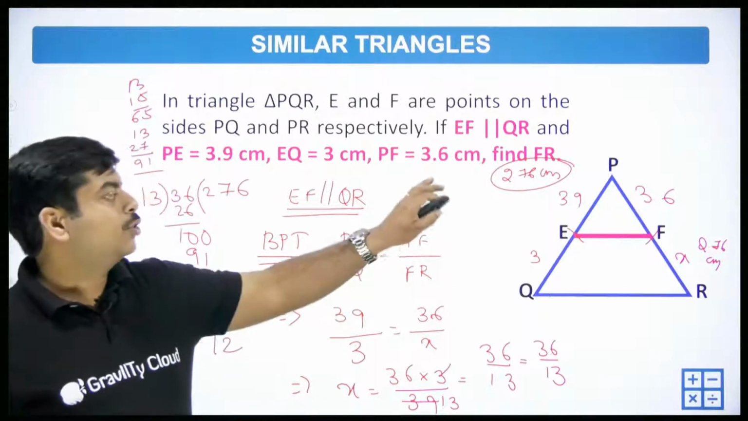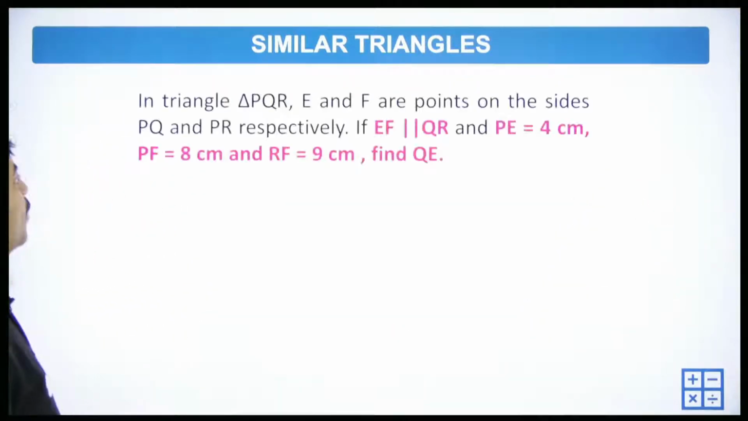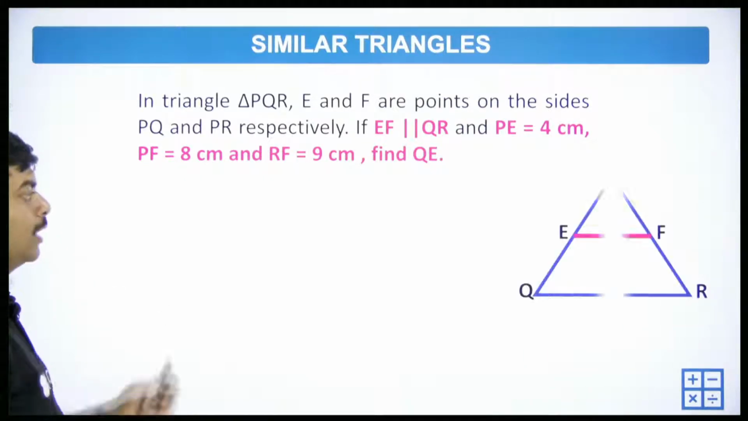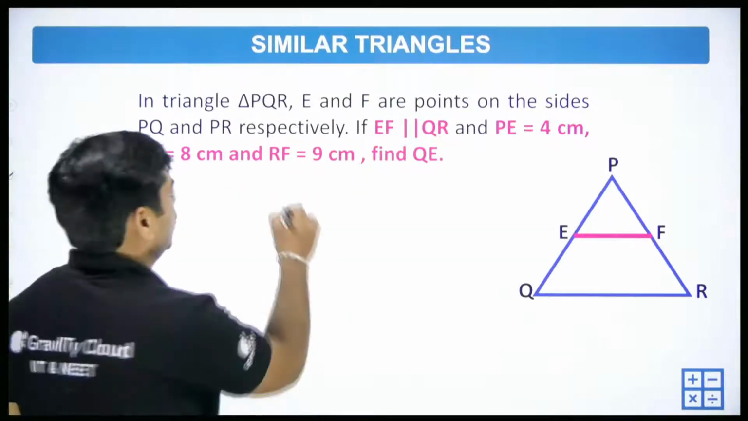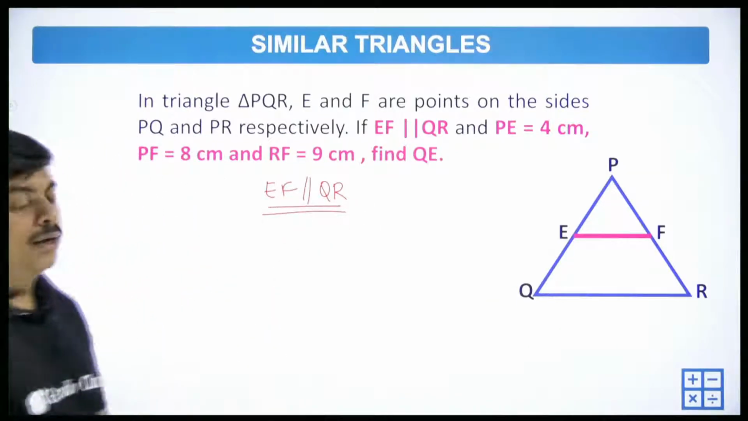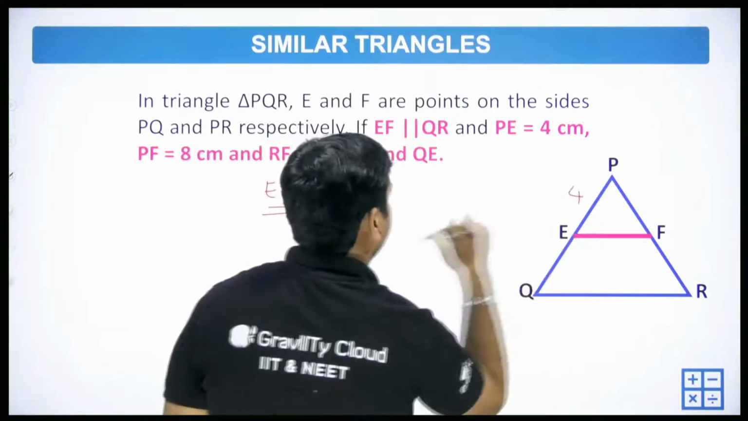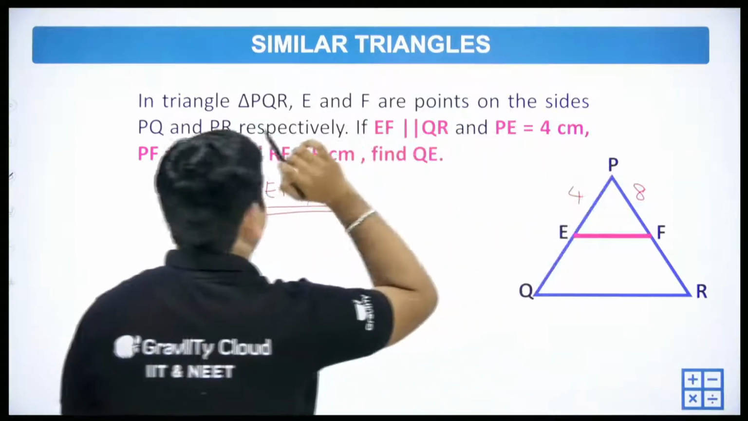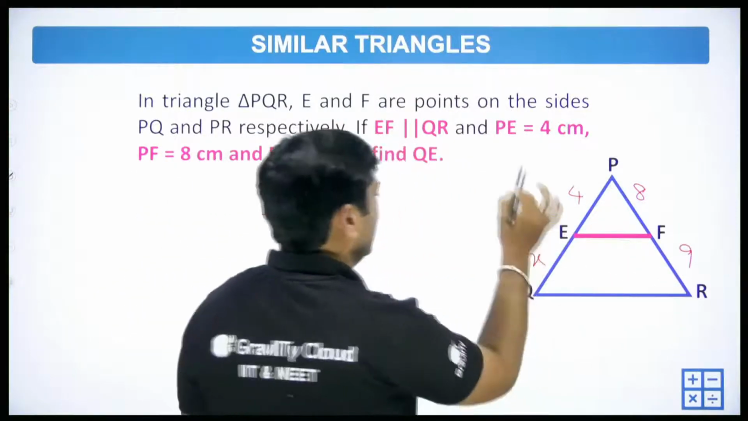So this is how you can use the basic proportionality theorem. Let's move ahead to the next question. In a triangle PQR, E and F are points on the sides PQ and PR respectively. Okay, so that's the diagram. Given that EF is parallel to QR, it is enough to say that the basic proportionality theorem can be applied. PE is given as 4 centimeters, PF is given as 8 centimeters, RF is given as 9 centimeters, and we need to find QE. Let us take it as X.